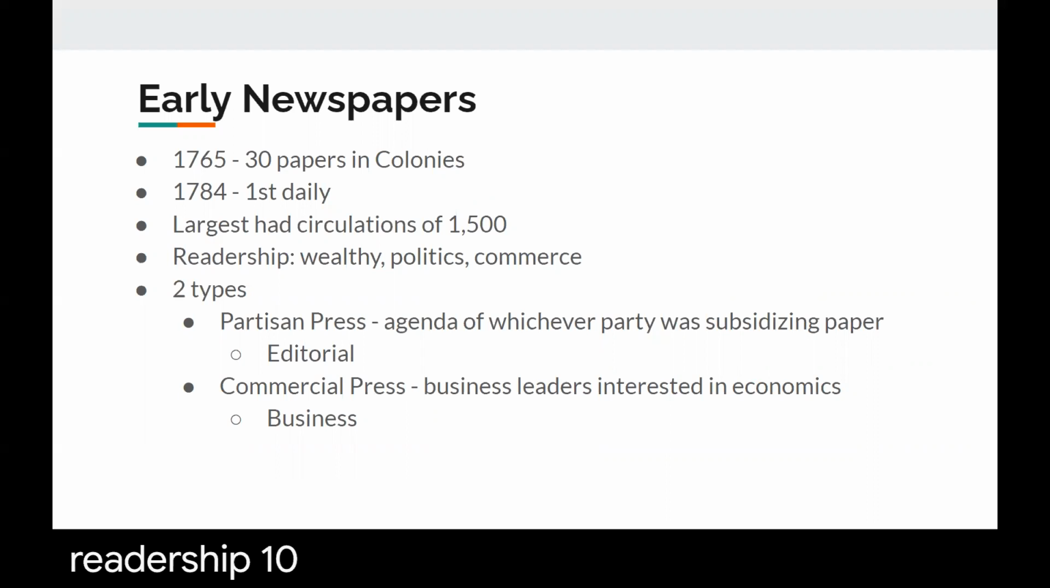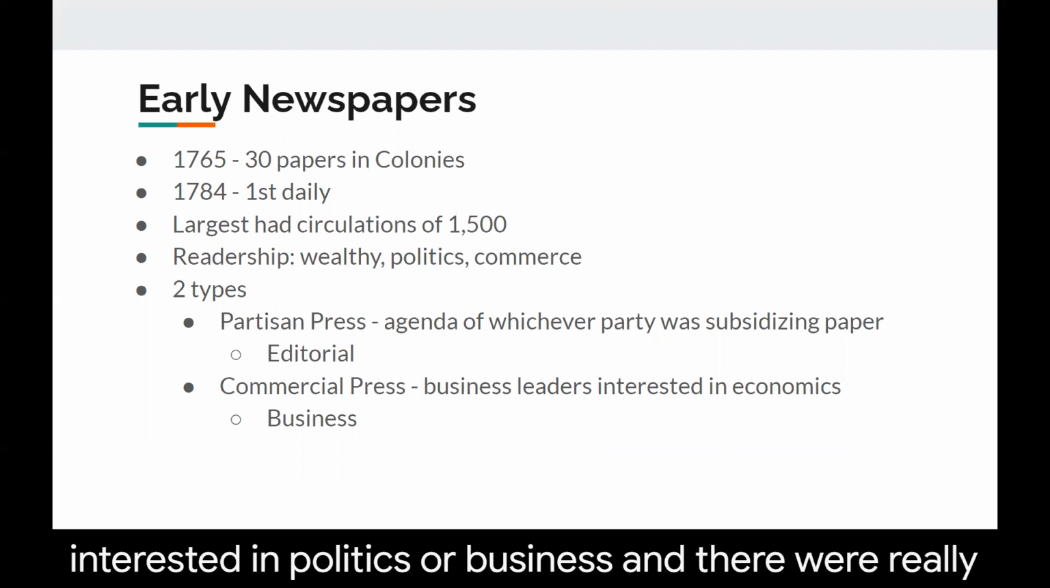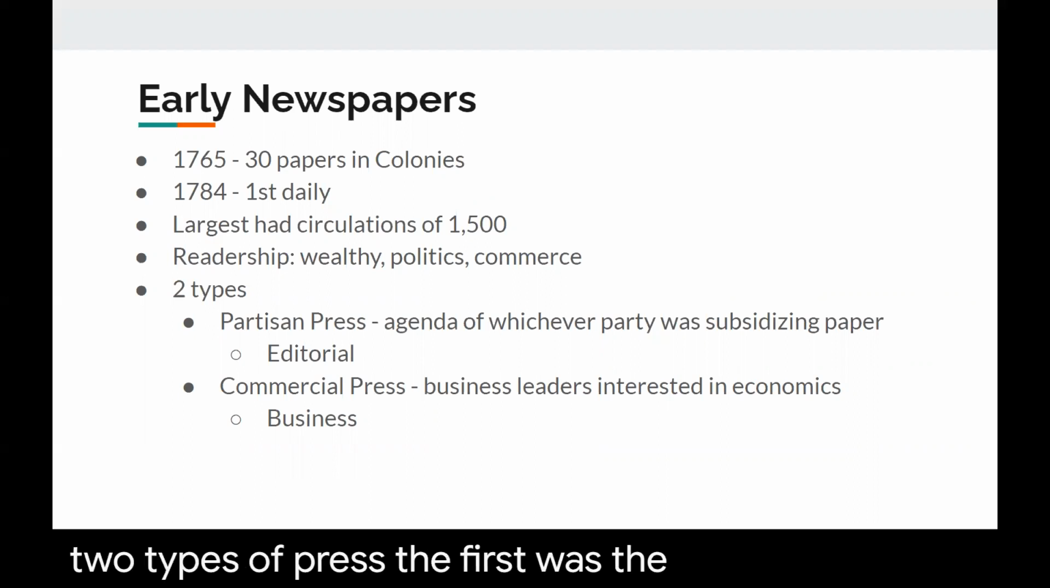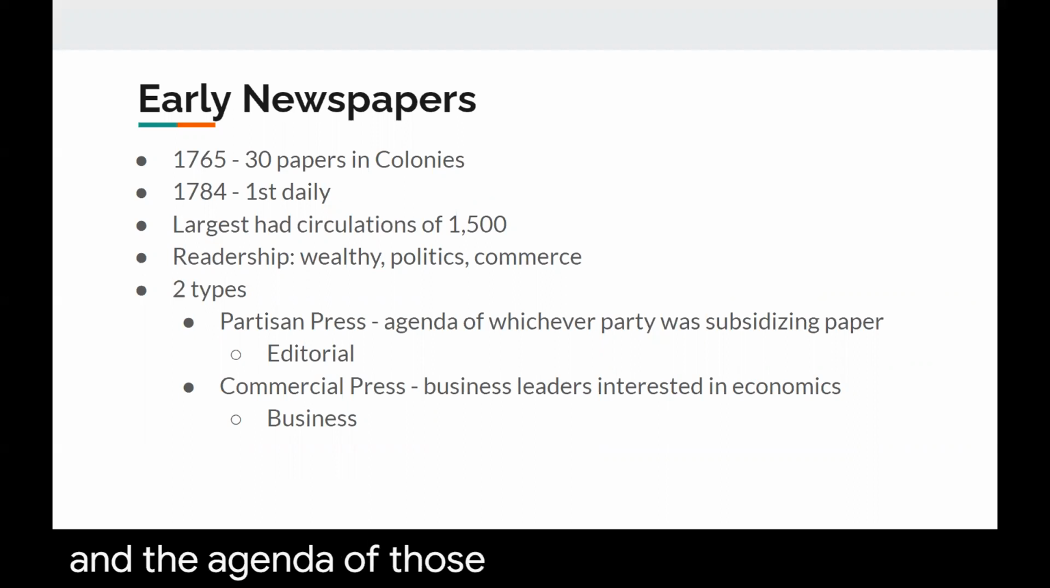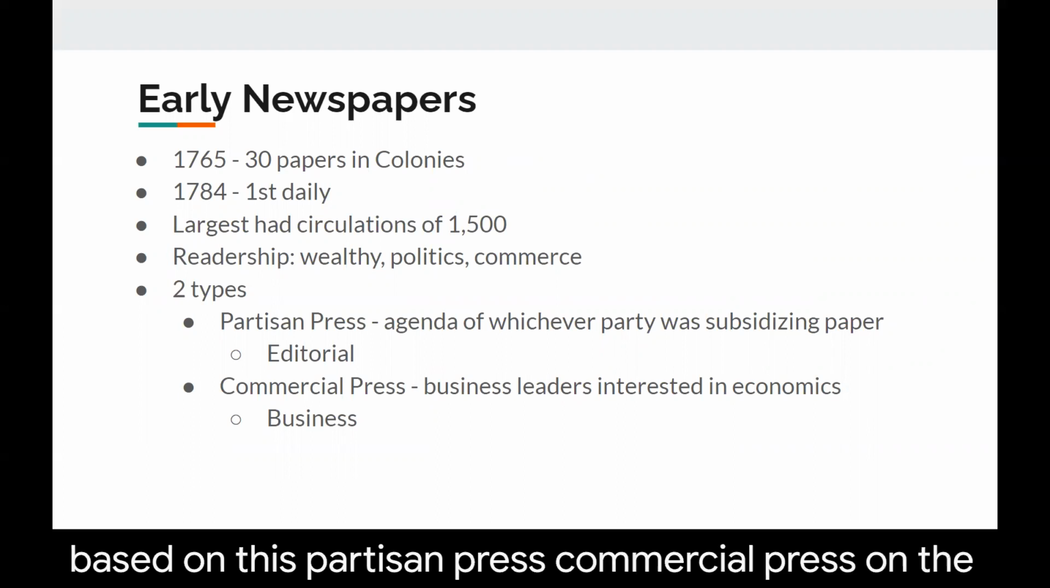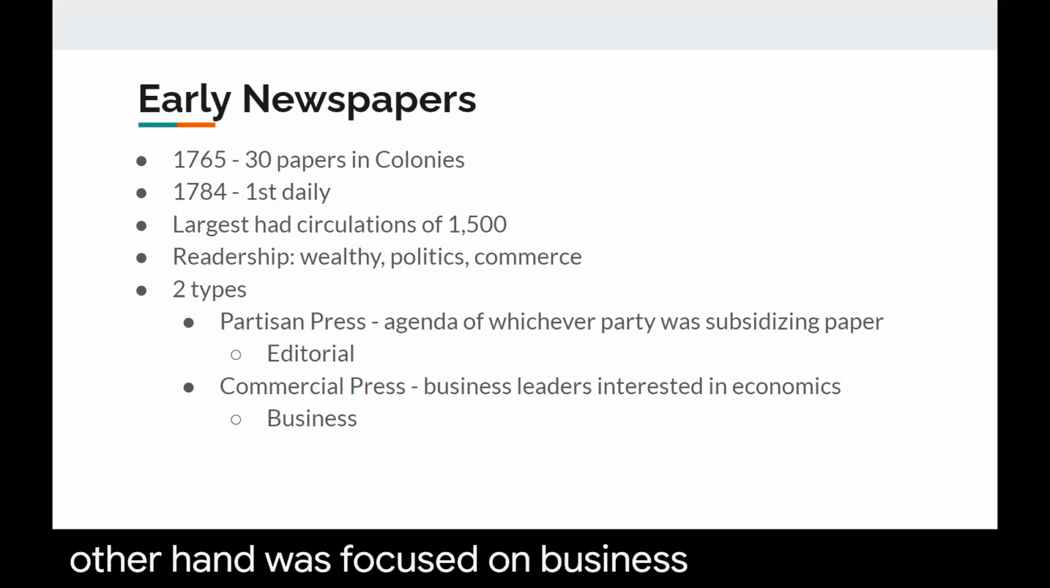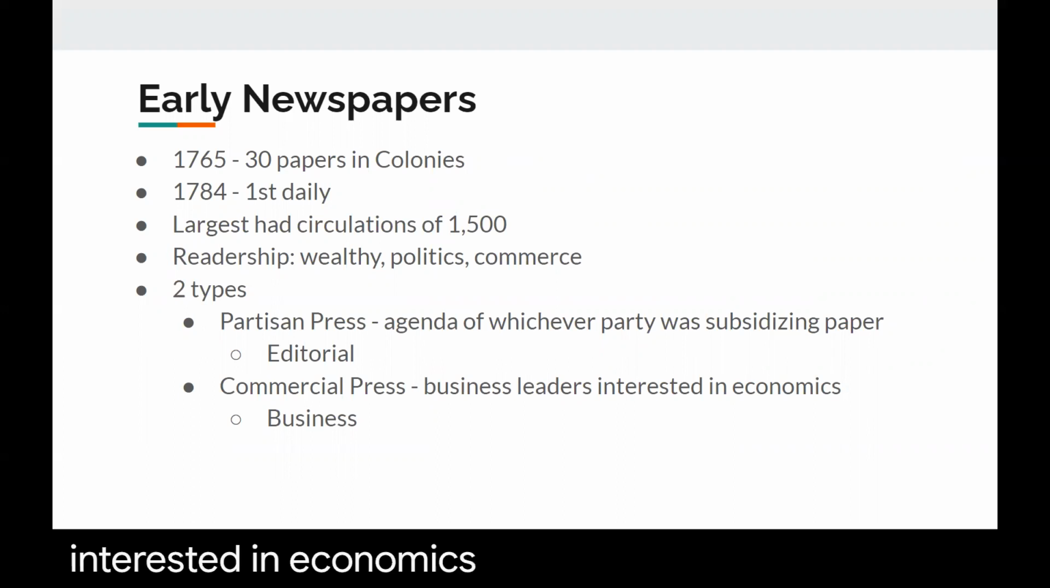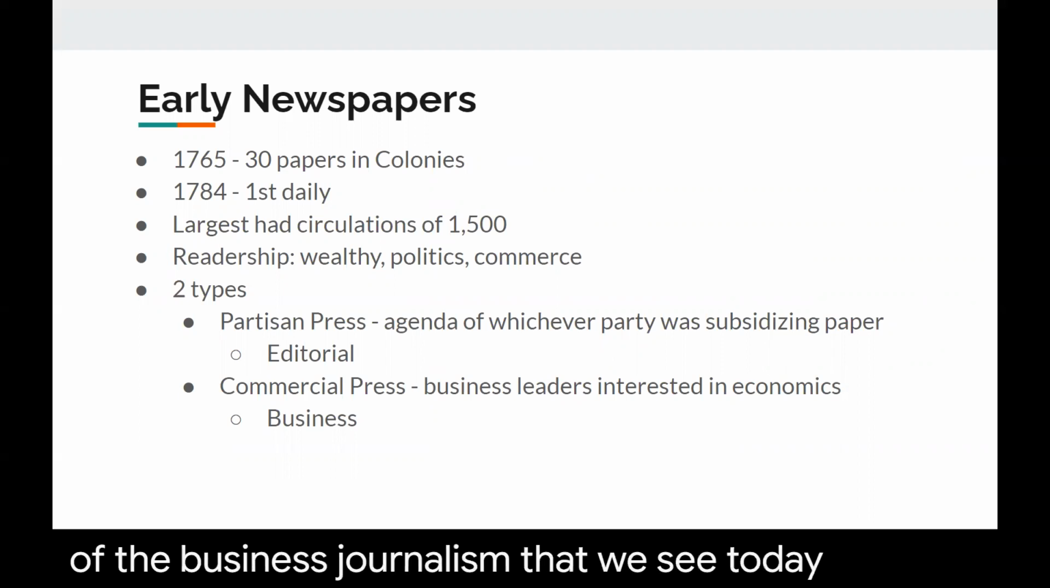The readership tended to be very wealthy people who were interested in politics or business. And there were really two types of press. The first was the partisan press, and the agenda of those journalists was for whomever was paying the bills. It was for the party that would subsidize the paper. And this kind of is what the editorial system of modern journalism is based on, this partisan press. Commercial press, on the other hand, was focused on business leaders who were interested in economics, and this really created a lot of the business journalism that we see today.